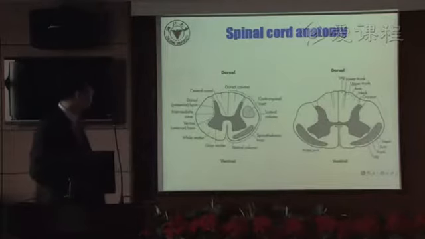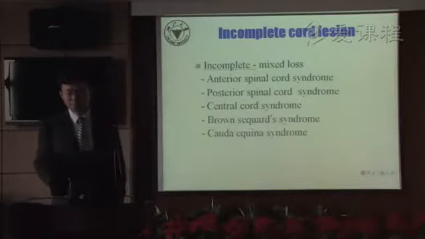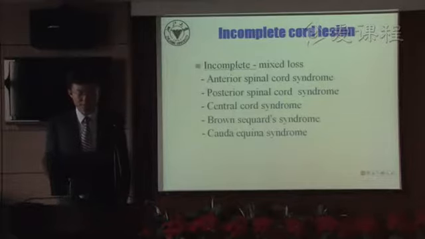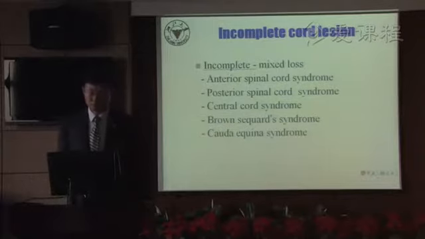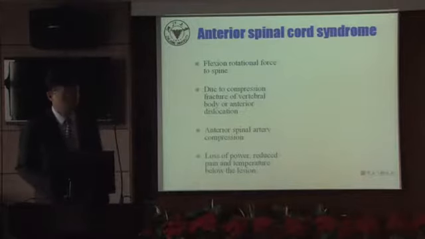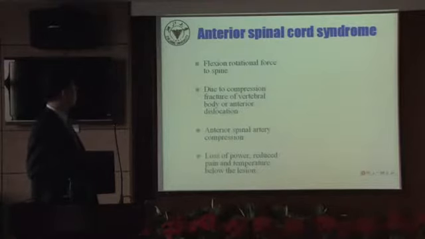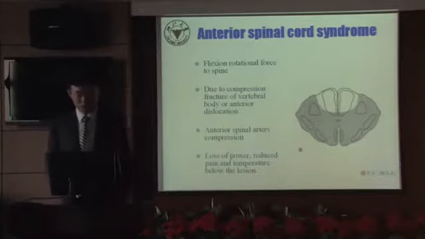Spinal cord anatomy: we can see this is the gray matter, this is the white matter. Incomplete cord lesions include anterior spinal cord syndrome, posterior spinal cord syndrome, central cord syndrome, Brown-Sequard syndrome, and cauda equina syndrome. Anterior spinal cord syndrome: flexion rotational force to the spine due to compression fracture of vertebral bodies or anterior dislocation. Anterior spinal artery compression causes loss of power, reduced pain and temperature below the lesion.